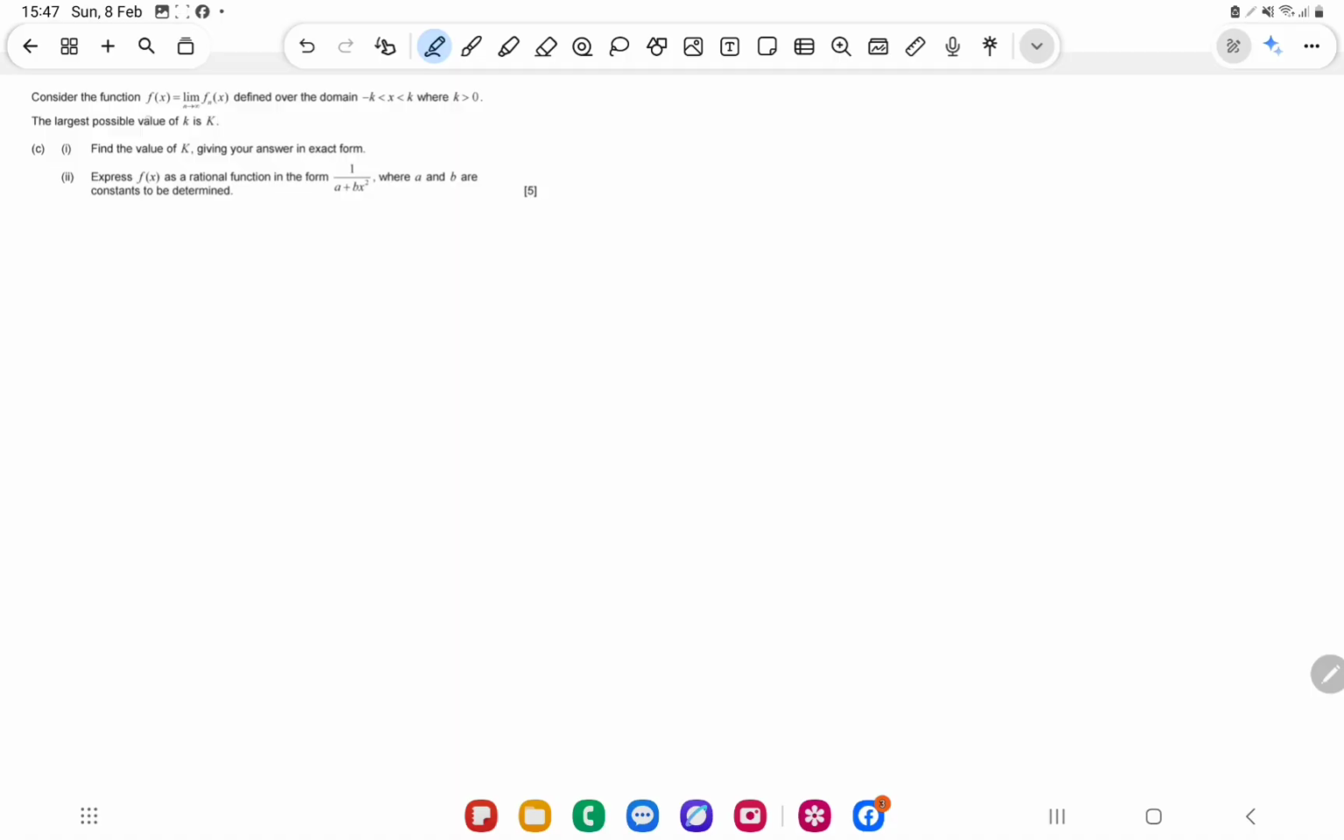Now in the next part it says consider the function f_n as n tends to infinity, defined over the domain minus k to k, and the largest possible value of small k is capital K, which we have to find. So to start with, as we know that it is minus 2x square to the power n, so it is a GP with a common ratio minus 2x square, and it should converge.